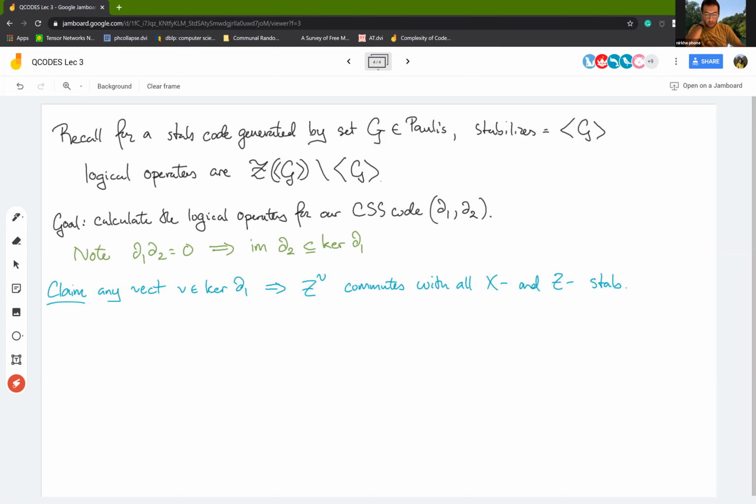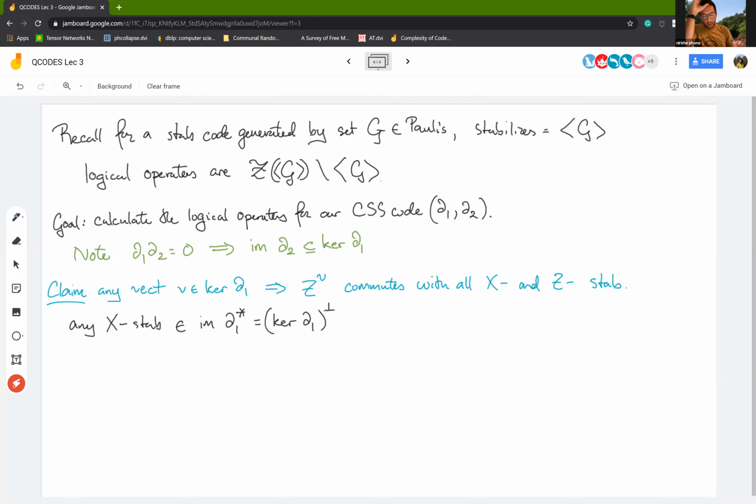Okay, so we need to do two parts, right? One part is easy. It certainly should commute with all the Z stabilizers. That's trivial, because it's a Z type. But now, how do I show that it commutes with all the X stabilizers? Well, any X stabilizer, by the previous thing we said, is in the image of delta 1 perp, which is precisely equal to kernel of delta 1 perpendicular. This guy is in kernel of delta 1, and this is in kernel of delta 1 perp. So clearly, they're orthogonal.